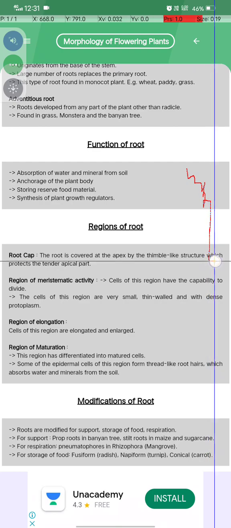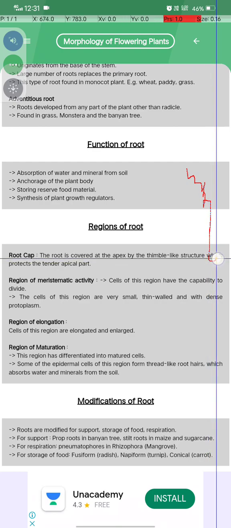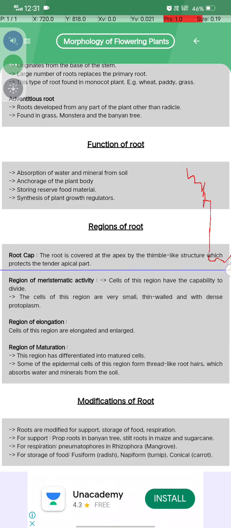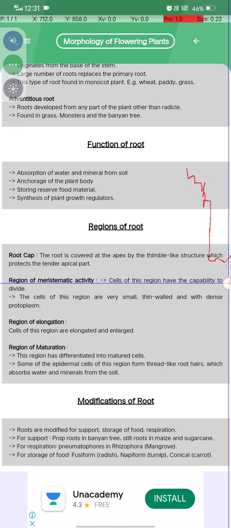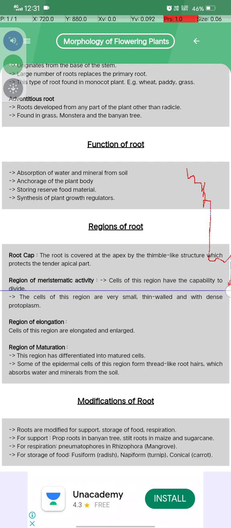Root cap is covered at the apex by a thimble-like structure which protects the tender apical part. The region of meristematic activity: cells of the region have the capability to divide, and the cells are very small and thin walled with dense protoplasm. The region of elongation: cells of the region are elongated and enlarged.